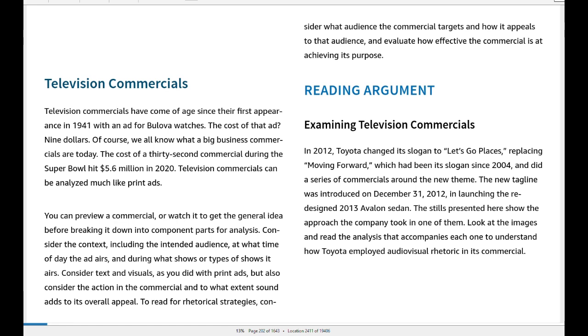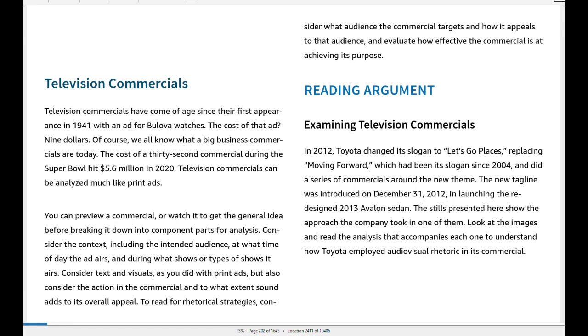Television commercials can be analyzed much like print ads. You can preview a commercial or watch it to get the general idea before breaking it down into component parts for analysis. Consider the context, including the intended audience, at what time of day the ad airs, and during what shows or types of shows it airs. Consider text and visuals, as you did with print ads, but also consider the action in the commercial and to what extent sound adds to its overall appeal.